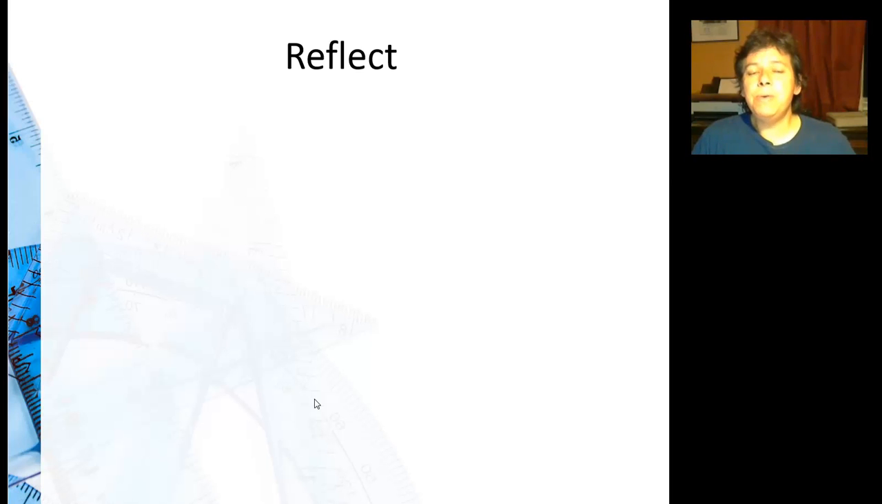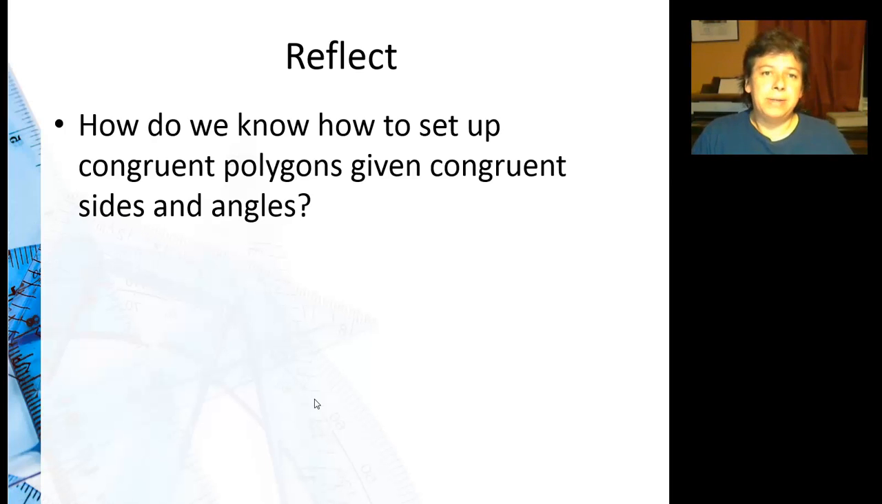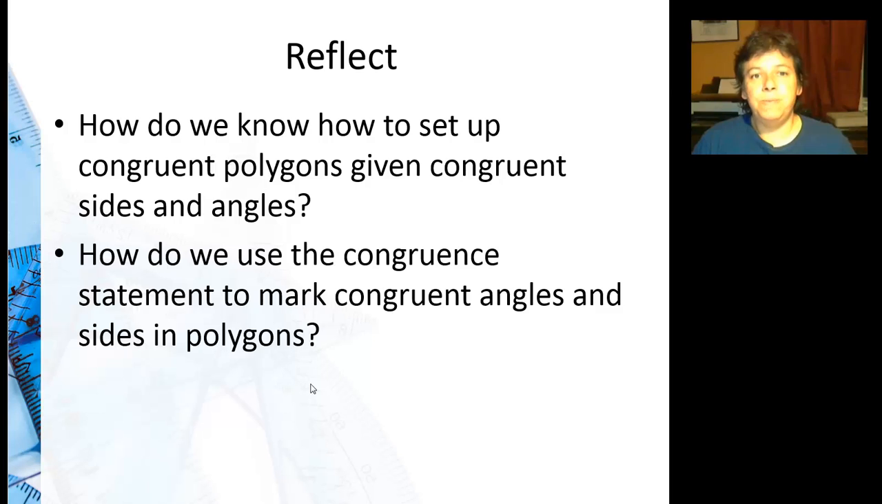So for further reflection, how do we know how to set up congruent polygons given congruent sides and angles? Make sure that the corresponding parts match. And then how do we use the congruent statement to mark congruent angles and sides? You notice how I went in order, going with the first vertex goes with the first vertex, and then the second vertex goes with the second vertex, and so on.